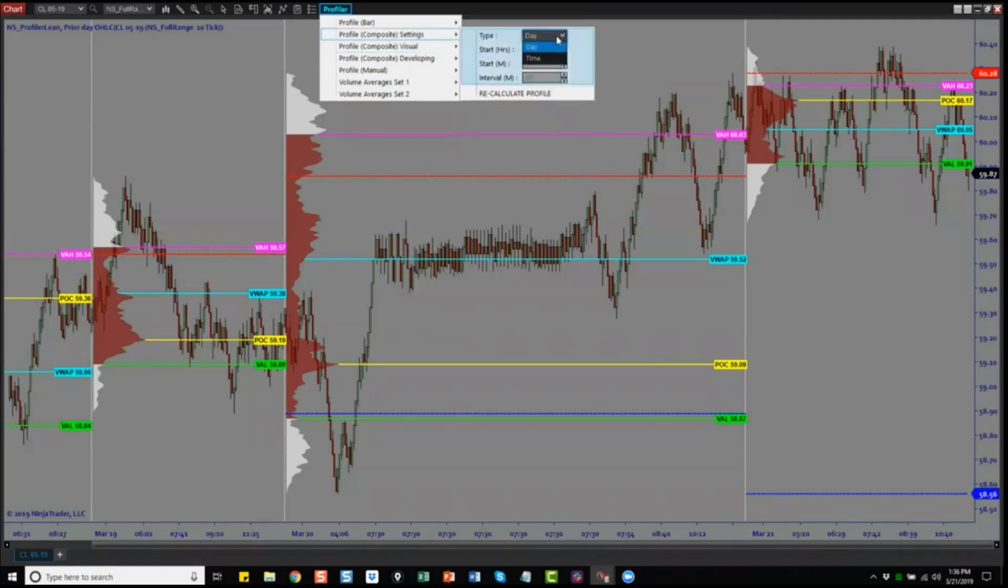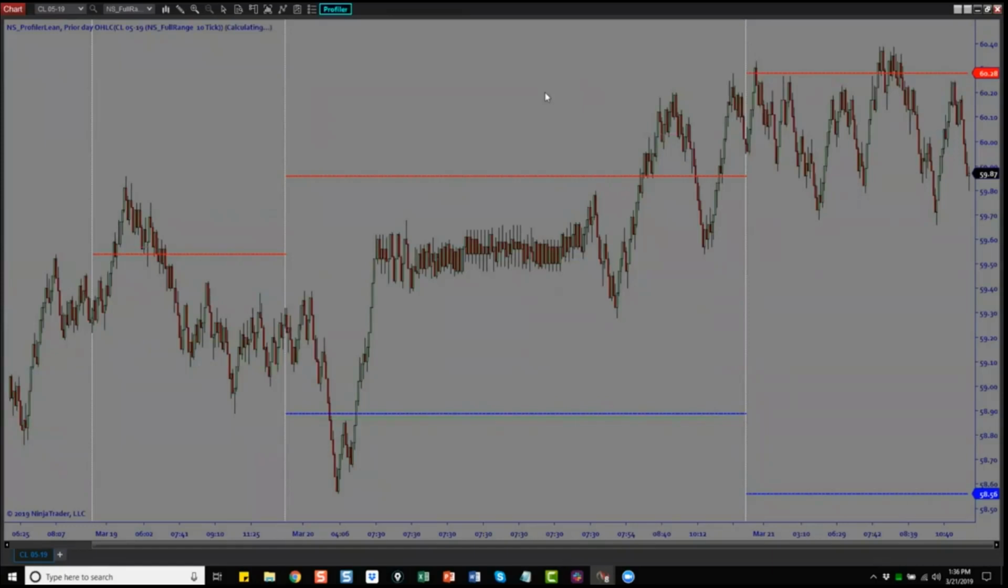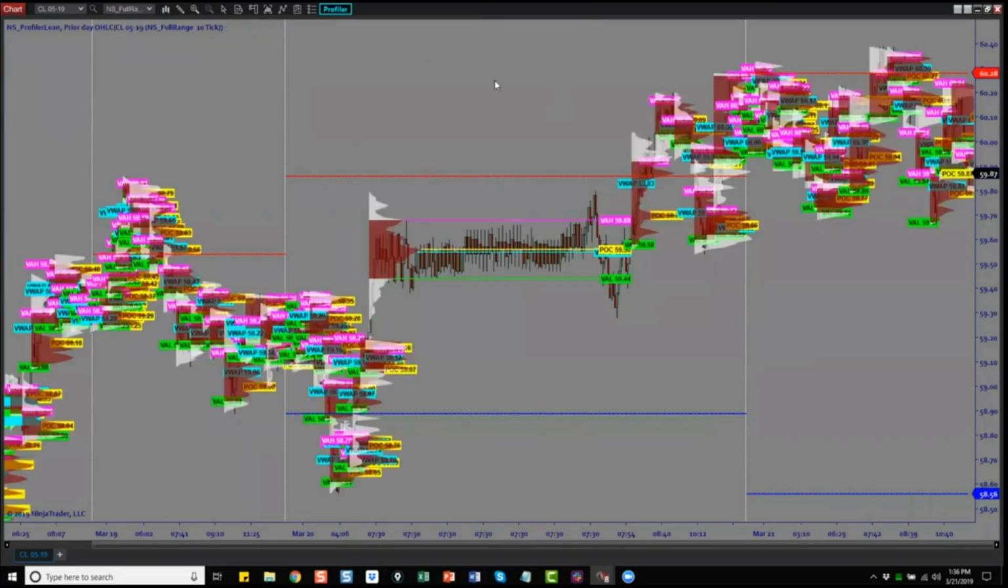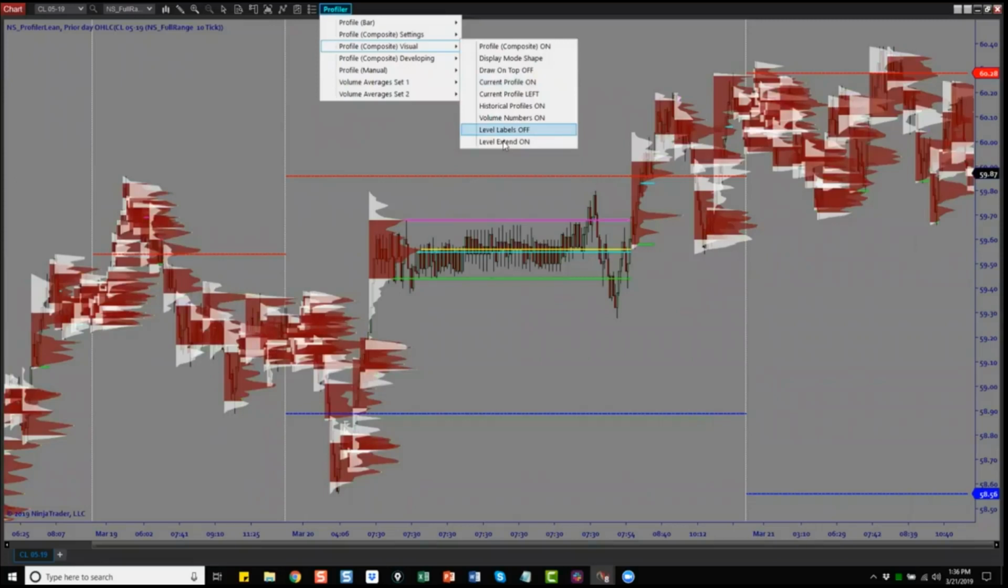If I change this to time, it opens up these settings, and I can say it starts at 9 off the open, 9:30. Since we're looking at crude, let's put it at 9. Right here. And we'll do 30 minutes. We're going to calculate 30-minute price. Whoa, look what just happened. Turn the labels off. And extend it out.